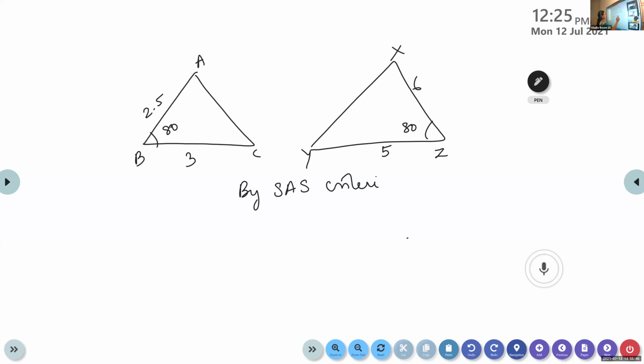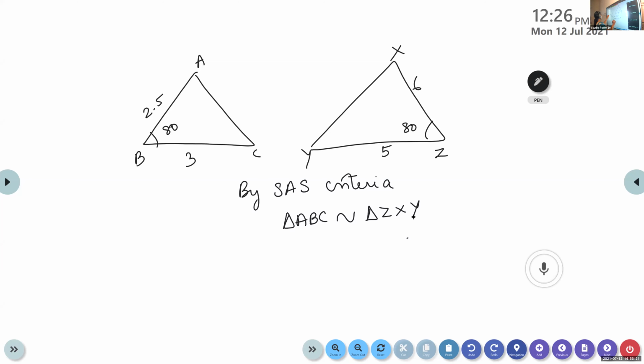Can you try the order? Look at the order. First one, you can write it directly, isn't it? The second one only, when you write it, you have to check. ABC is similar to triangle ZX. Why? So here you can check, isn't it?